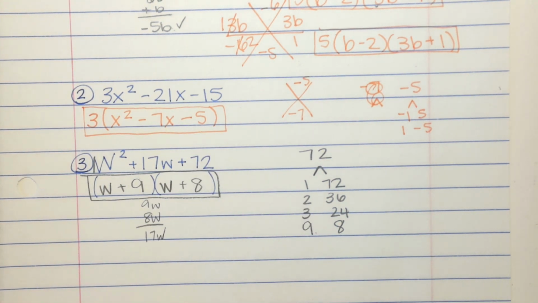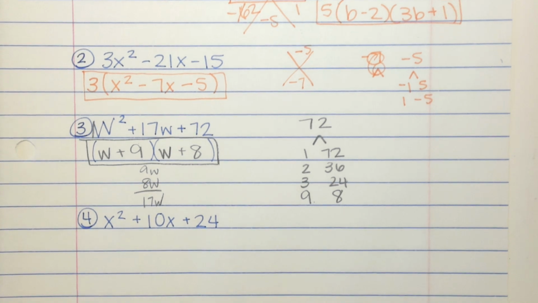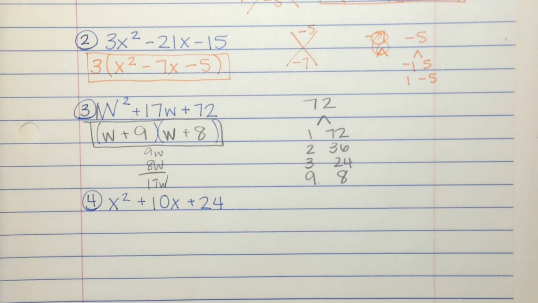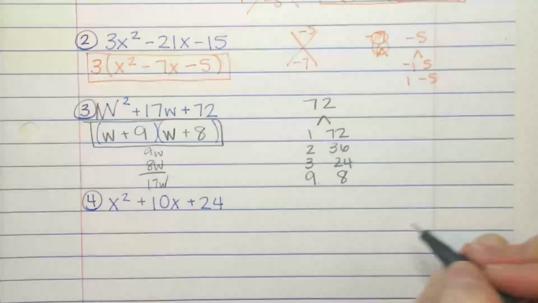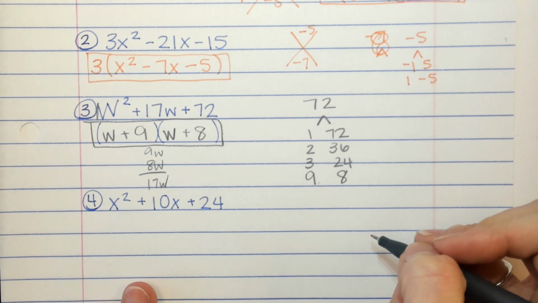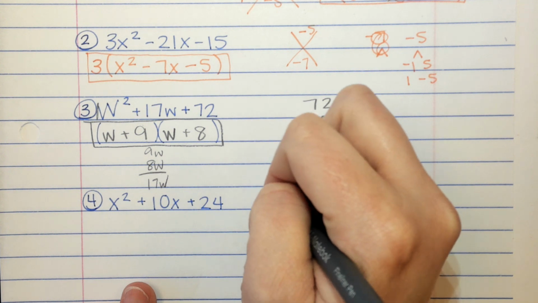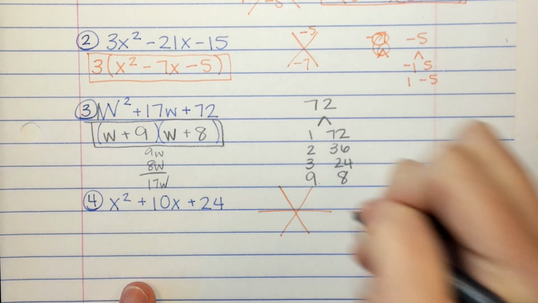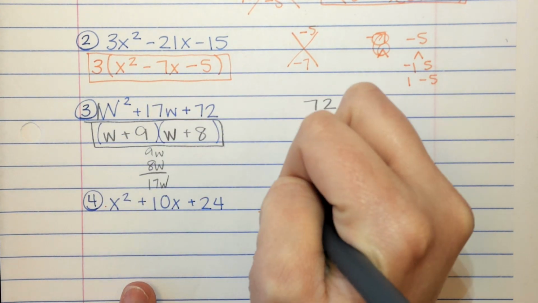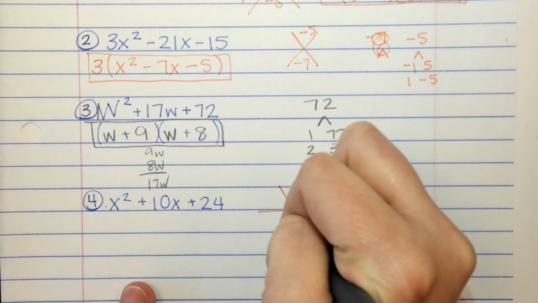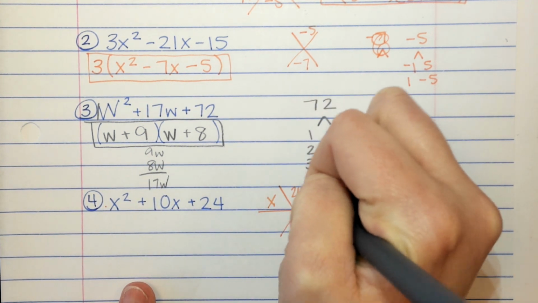But remember, you could do it a different method and still get the same thing. Okay, number 4 is very, very similar. Give it a try and see what you get. All right, on this one, I'm going to do the star method. I don't have a GCF. A times C is just 24. 10 is on the bottom. We have X on both sides.